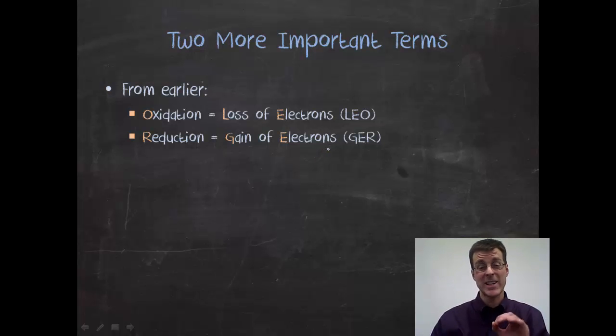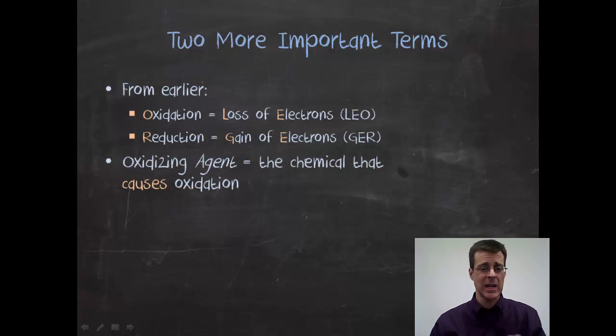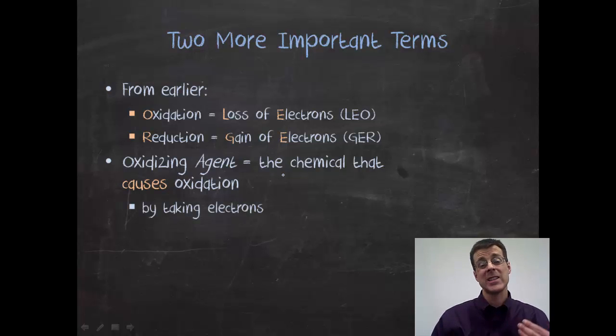But here's where things get a little bit confusing. We can have an oxidizing agent, and the agent is the thing that causes. So an oxidizing agent causes oxidation. Well, oxidation is the loss of electrons. So if the agent causes the loss of electrons, it takes the electrons. Now, if you think about it, if something is taking electrons, what's happening to it? It is being reduced. It's gaining electrons.